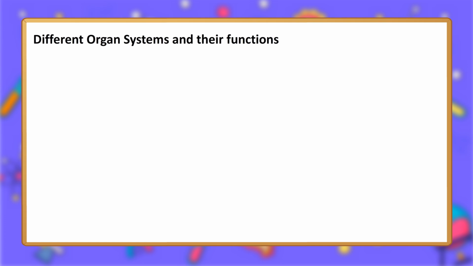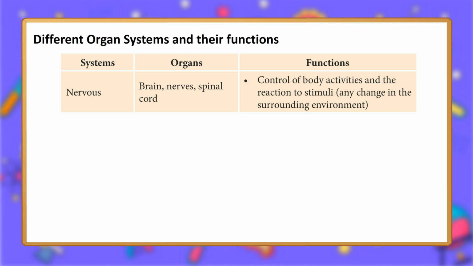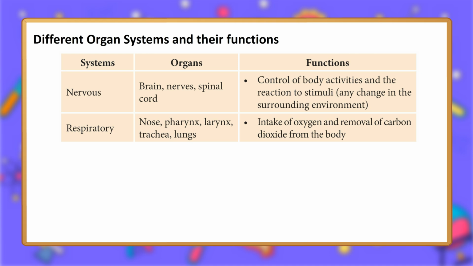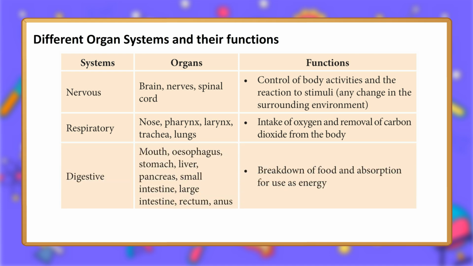Different organ systems and their functions. Systems, organs, functions. Nervous: brain, nerves, spinal cord. Control of body activities and the reaction to stimuli, any change in the surrounding environment. Respiratory: nose, pharynx, larynx, trachea, lungs. Intake of oxygen and removal of carbon dioxide from the body.